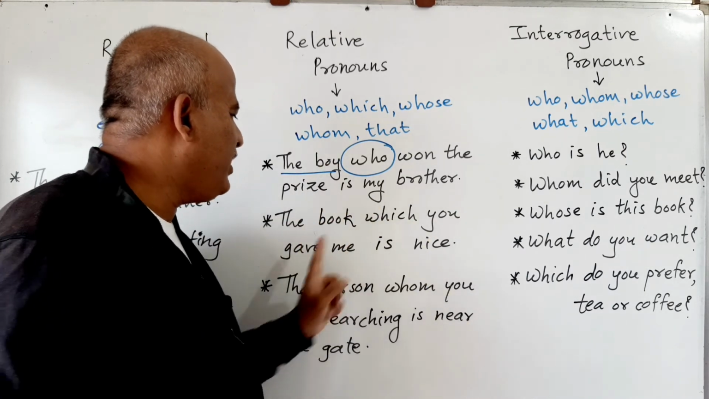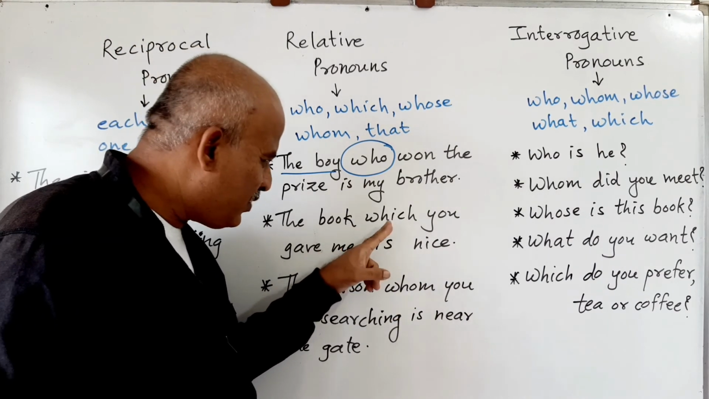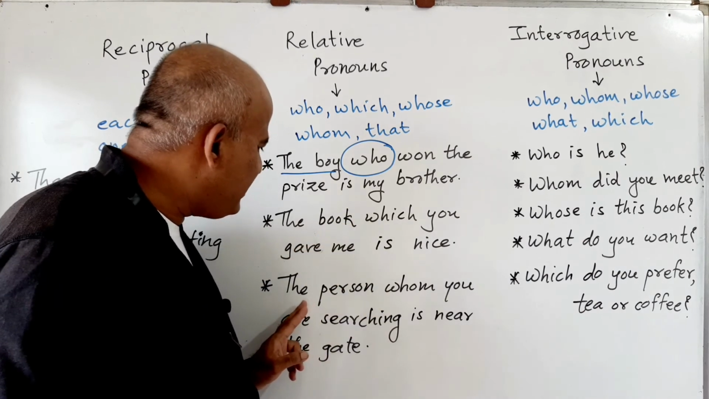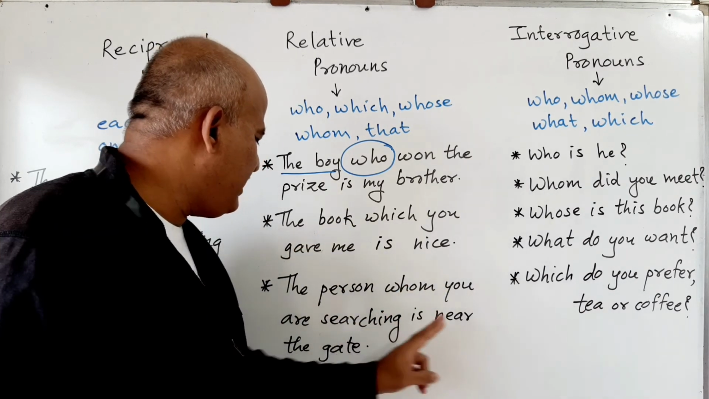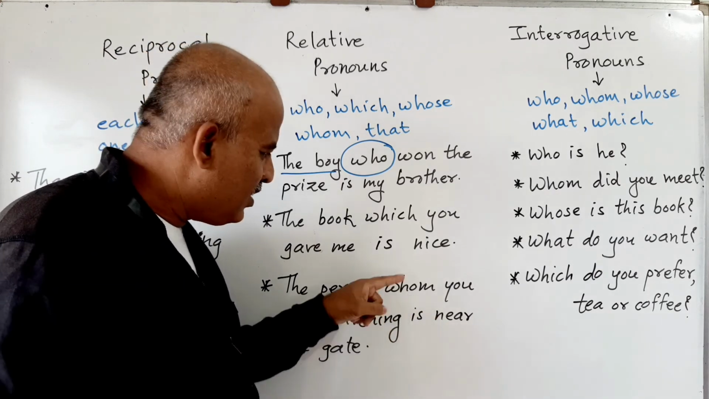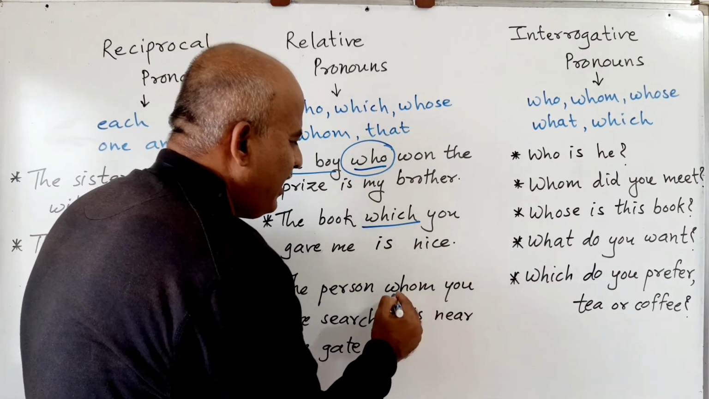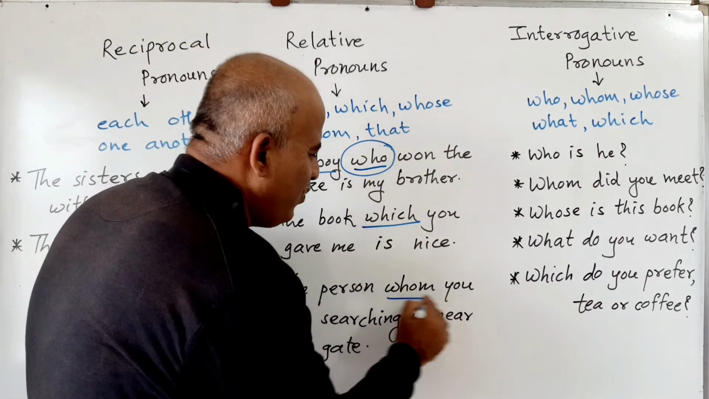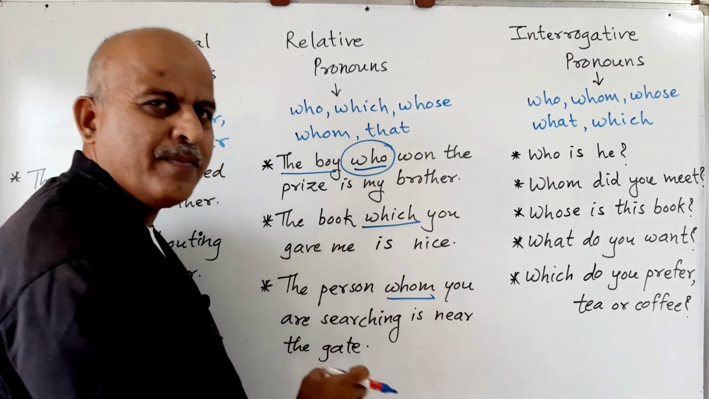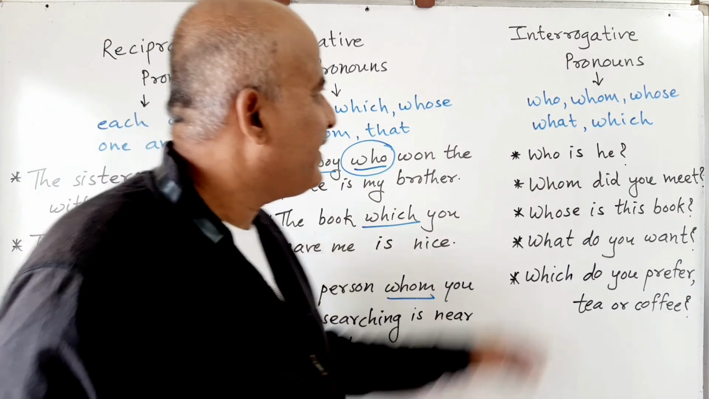The book which you gave me is nice. Which thing did you give me? The book. So this which relates to the book. Third sentence, the person whom you are searching is near the gate. Whom are you searching? The person. So all these words, who, which and whom, relate to the nouns coming before them, and that's why they are called relative pronouns.